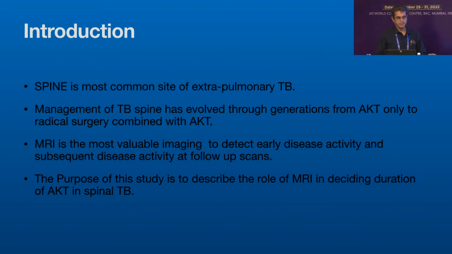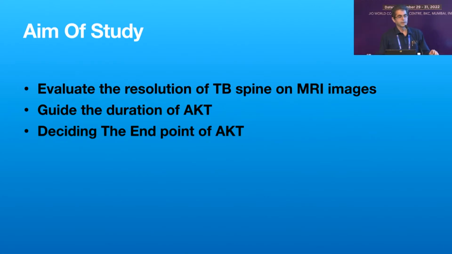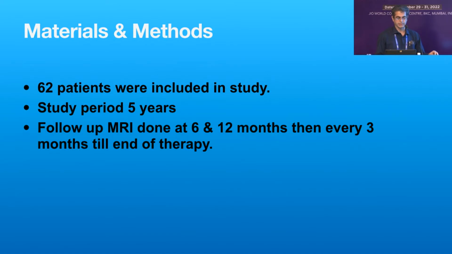Now, all of us know that TB spine is the most common site for extrapulmonary tuberculosis. It is mainly managed by giving patients anti-Koch's therapy, but the most challenging part is when do you stop it? Once patients are started on AKT, we decide the duration depending on their symptomatic recovery and relief, and on ESR, CRP. The aim of the study was to evaluate the resolution of TB spine on MRI images. This MRI is also going to guide us on the duration of AKT and the end point, like when do we stop anti-Koch's therapy for these patients.